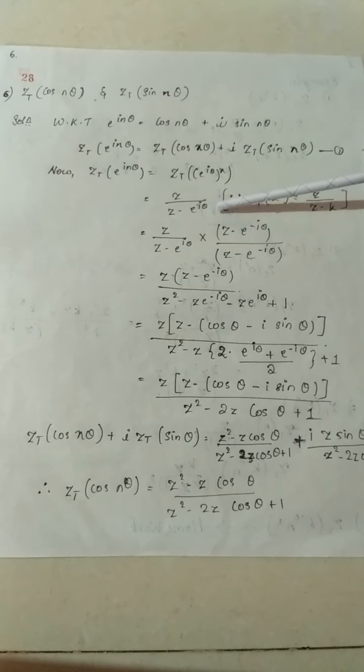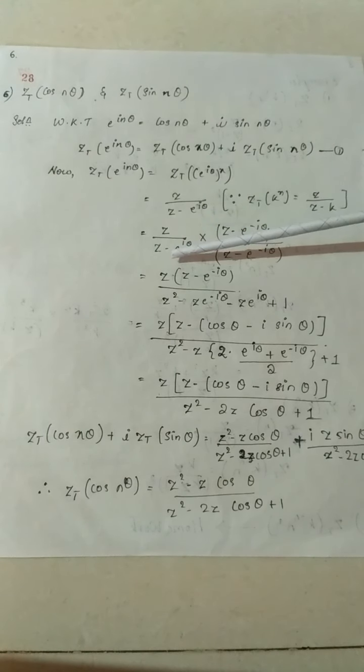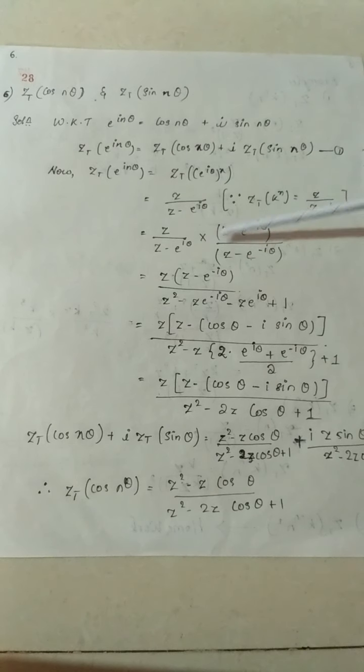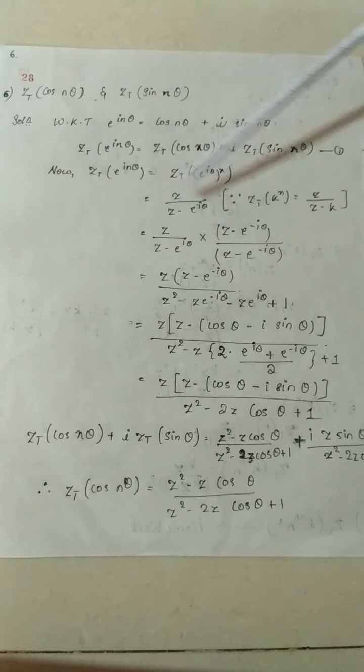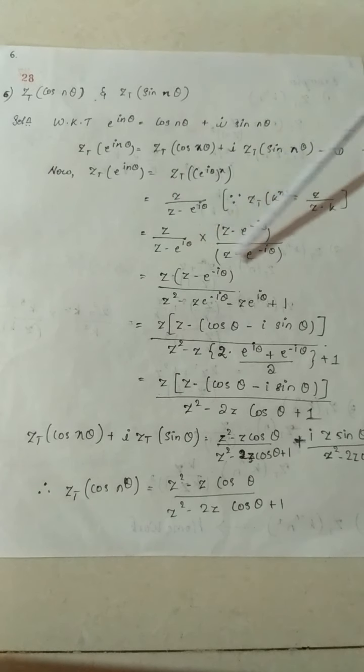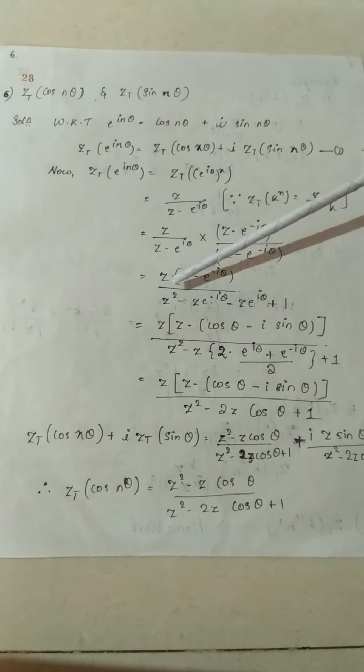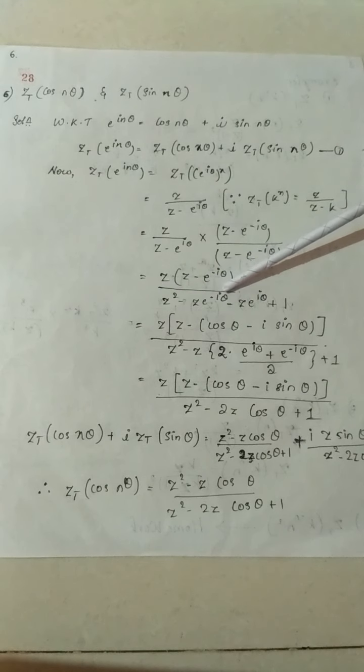Now let us rationalize the denominator here. Z, keep it as it is. Denominator as it is. Multiply and divide by e raised to minus i theta, that is z minus e raised to minus i theta upon z minus e raised to minus i theta. Numerator multiply these two and keep it. Denominator multiply these two. When you multiply, you get z square minus z into e raised to minus i theta minus z into e raised to i theta plus 1.